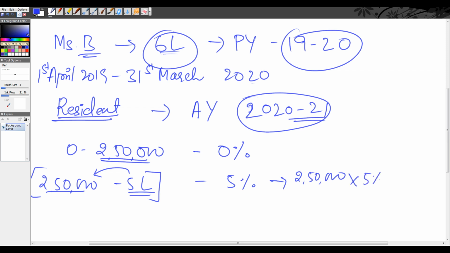On this, she is supposed to pay 5%. So which comes to 12,500 rupees. Now, has her income exceeded this slab as well? Of course, yes, because she has earned 6 lakh rupees in the previous year. So therefore, we'll have to look at the next slab, which is 5 lakhs to 10 lakhs. Now, has her income exceeded the upper limit of this slab as well? If you look at this, income 6 lakhs, it has not.